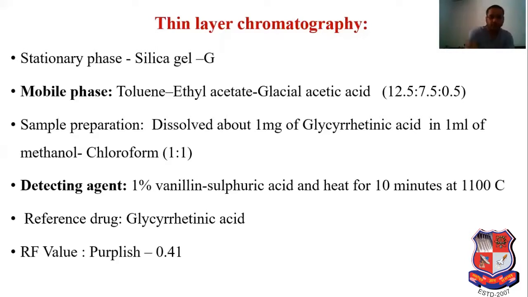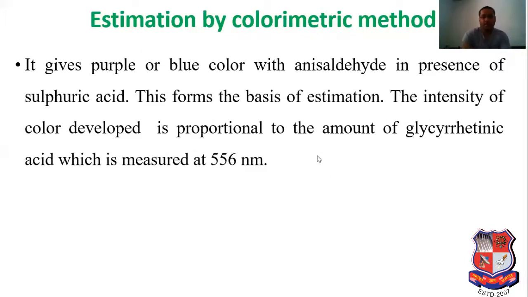So that is regarding glycyrrhetinic acid. Another estimation we can go for is the colorimetric method. In the colorimetric method, how can we estimate it? It gives a purple or blue color with anisaldehyde in the presence of sulfuric acid, like the Liebermann-Burchard reagent. Anisaldehyde with sulfuric acid gives a blue color.